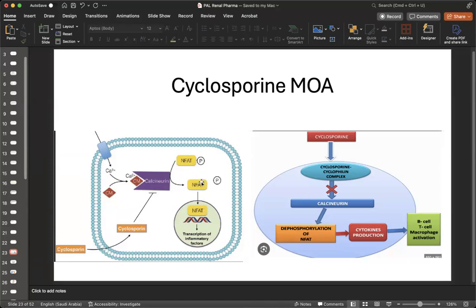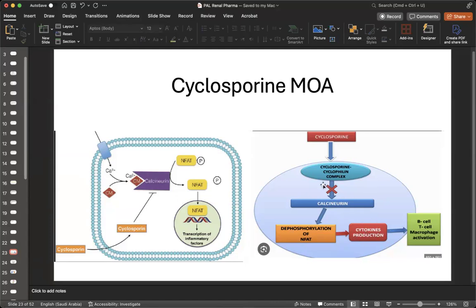You want to prevent NFAT from being dephosphorylated. How do you inhibit NFAT from being dephosphorylated? By inhibiting this calcineurin-calmodulin complex. And that's what cyclosporin does. Cyclosporin comes and tells calcineurin, I'm not going to let you dephosphorylate NFAT, I'm not going to let you lead to the production of IL-2.